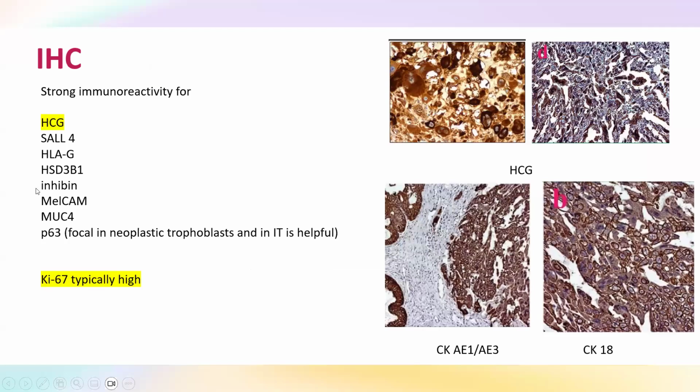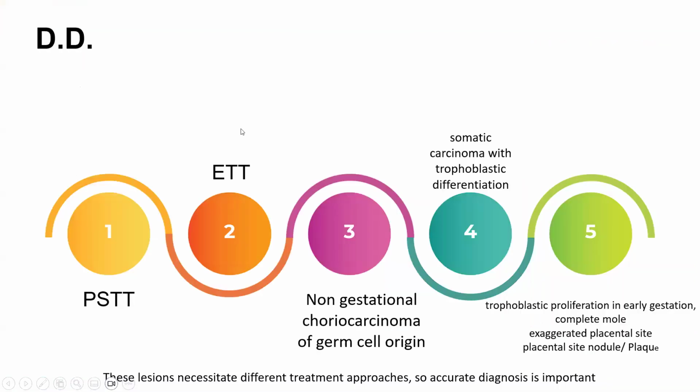We have actually a long panel. The HCG would give a diffuse and strong expression, actually. Those trophoblastic markers, the HLA-G and the HSD3B1, are not so specific, so we don't use them a lot, but the HCG is the favorite one. What's really important is to do the Ki67. The Ki67, the proliferative marker, would typically be high. Cytokeratins would definitely be positive, but they are actually positive in all trophoblasts.